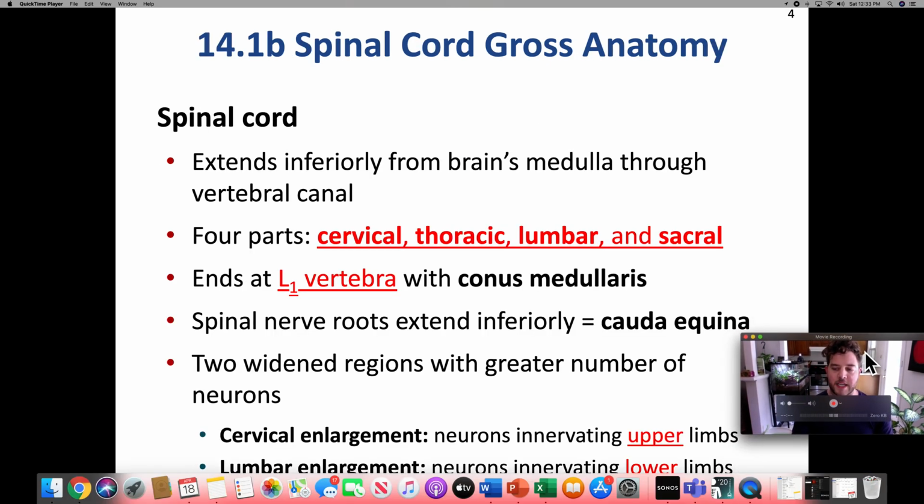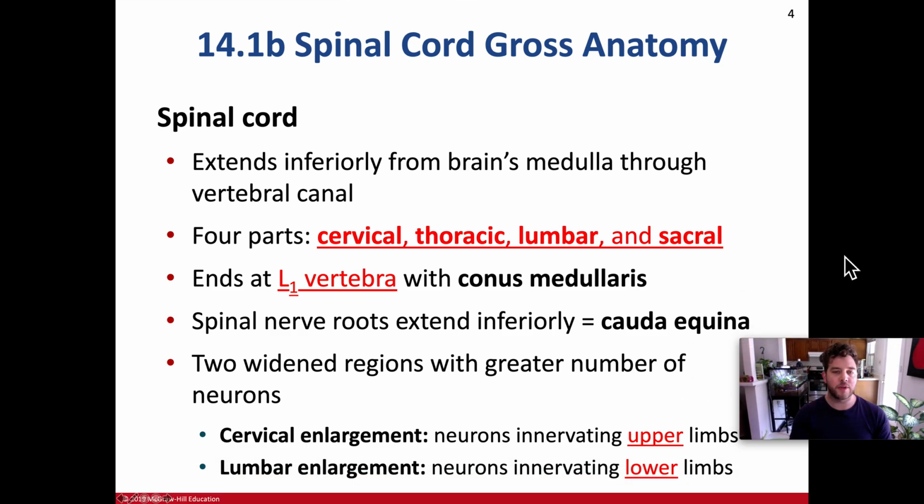So let's get into some of the anatomy of the spinal cord. So the spinal cord extends inferior from the brainstem, from the medulla through the vertebral canal. There are four different parts, just like there are four different sections to the spinal cord itself: the cervical, thoracic, lumbar, and sacral. The spinal cord itself ends at the L1 vertebrae, so the vertebral column extends beyond the actual spinal cord itself, and that structure at the very end of the spinal cord is this conus medullaris. Now, extending from the conus medullaris are spinal nerve roots called the cauda equina, so they are like little hair-like extensions coming off of this actual spinal cord structure.